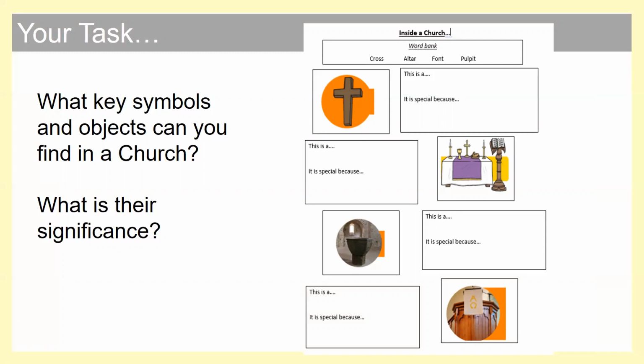What is their significance? Now, at any point you can go back and replay the video or go back through the PowerPoint presentation to help you. But I'm really looking forward to see what you remember about your learning on what symbols and objects you can find inside a church today.